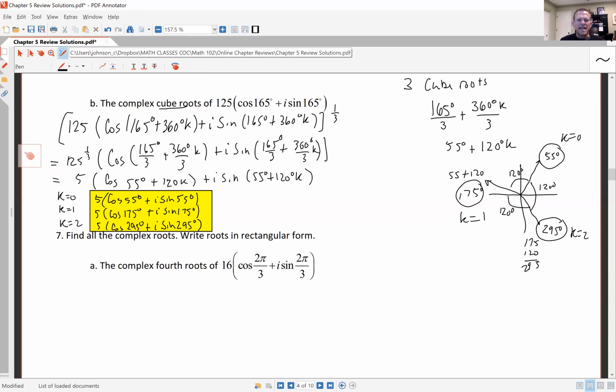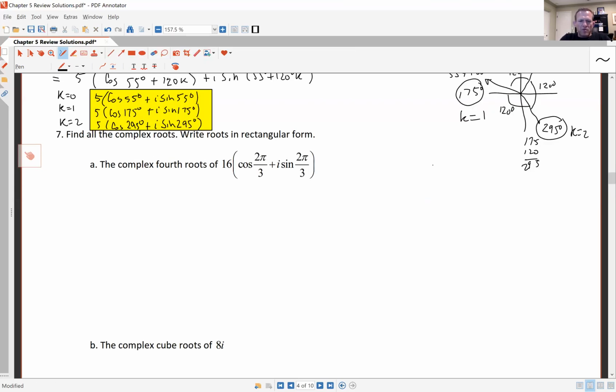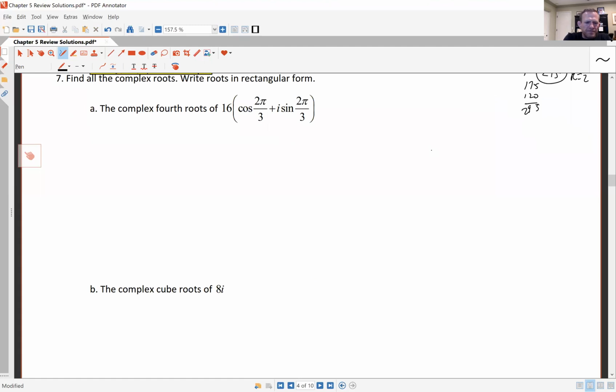All right, in the next example, we're going to find all the complex roots, but we're not going to leave it in polar form. We're going to go ahead and write it in rectangular form. All right, so the process is still the same. We need to start with 2 pi over 3, and add 2k pi to it, or 2 pi k, doesn't matter.